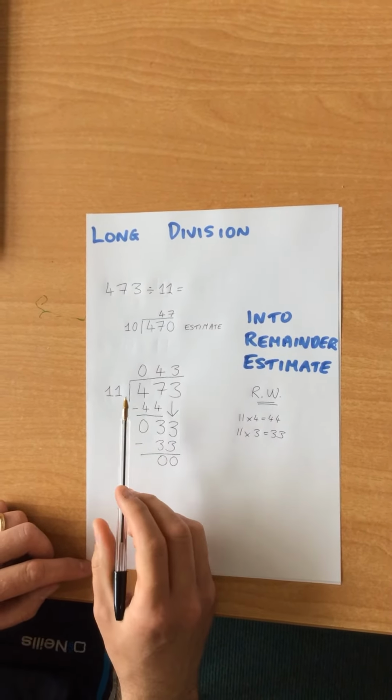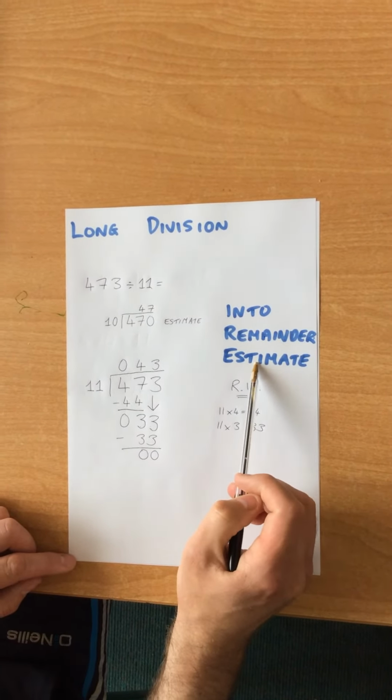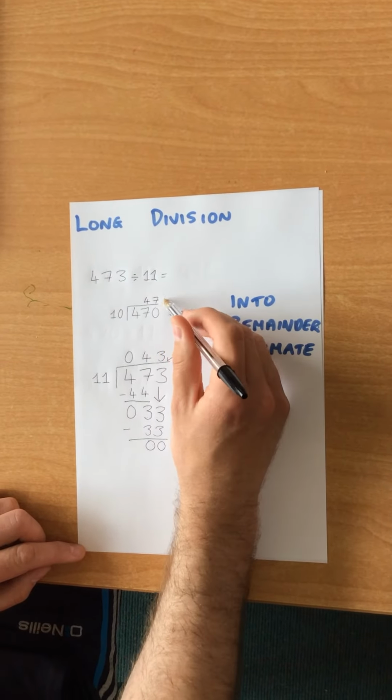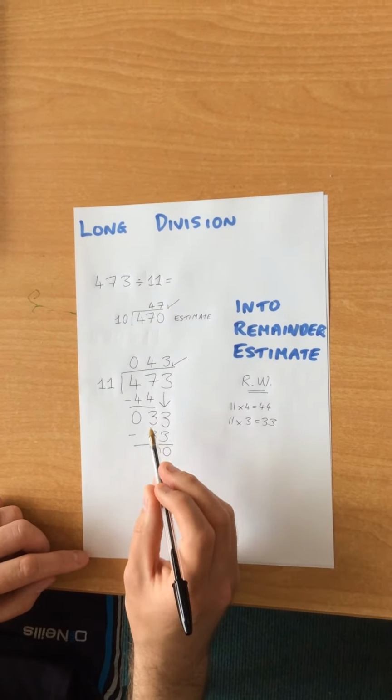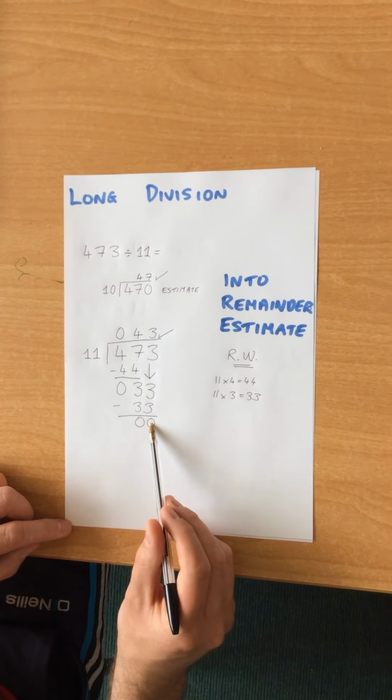So just to recap, the language is into, remainder, and always at the beginning we estimate. My answer here was 43, my estimate was 47, so I'm fairly happy with that answer, and it's always important to show at the end if there was a remainder or not.